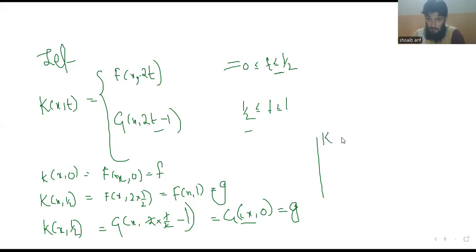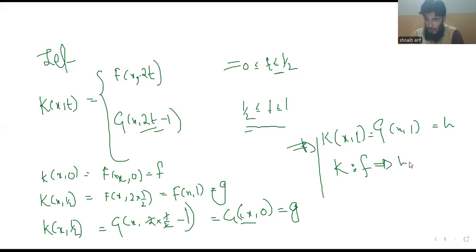And now we are substituting t equal to 1. If we substitute t equal to 1 according to this condition, 2 ones are 2, 2 minus 1 is 1, so we will get G(x, 1), which is h. So now we have proved K is a homotopy from f to h according to this construction of homotopy. And we can prove this K is a continuous map from X cross I to Y.